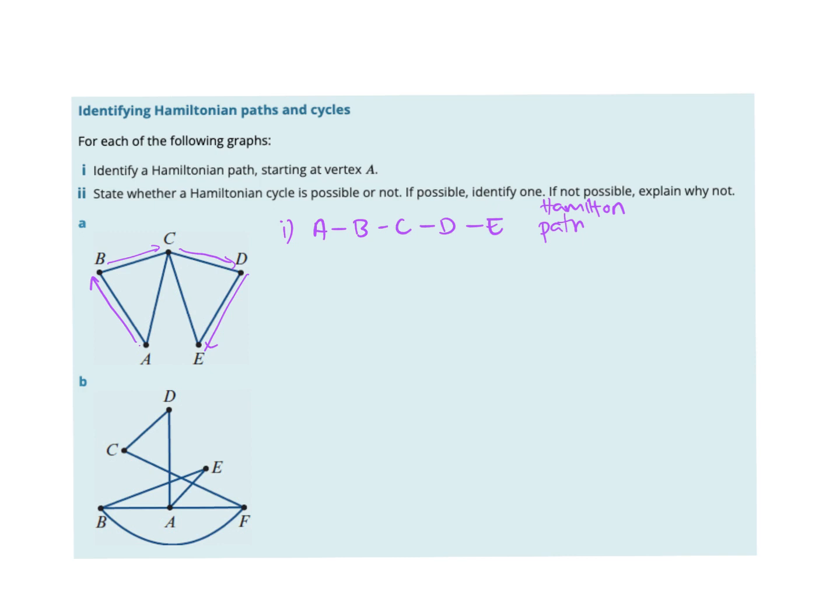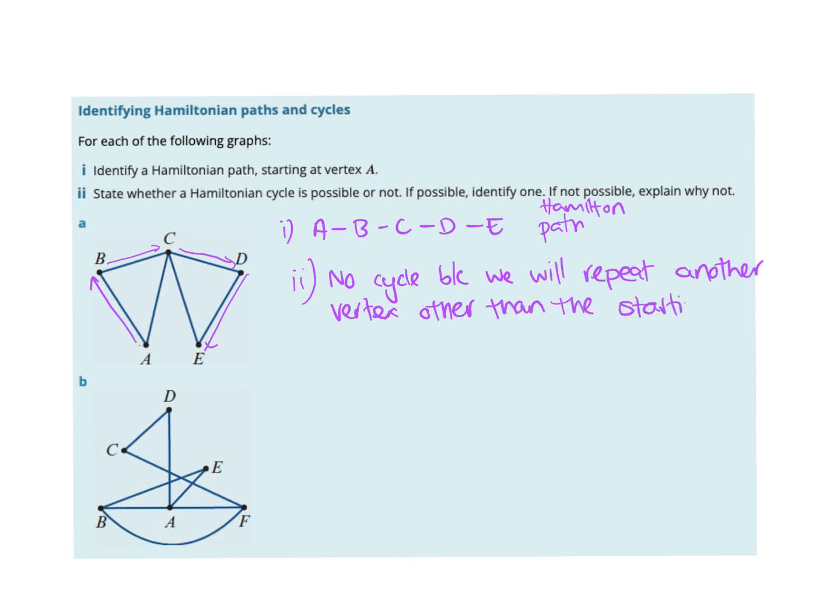Is a cycle possible? No, because we're going to go back to C. So we'll say no cycle, because we will repeat another vertex other than the starting vertex. And I'll just say A, because they told me to start at A. Okay. All right.